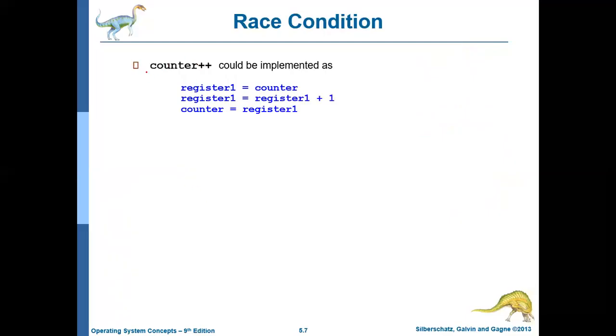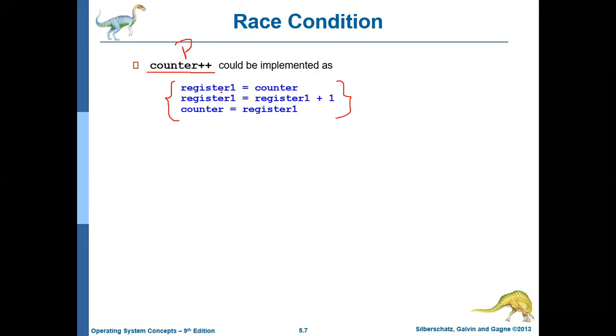Counter plus plus is a statement which is added in producer. This is similar to a C statement or a C plus plus statement. But internally, when it is executed by the processor, this won't be executed as one single statement. This single statement counter plus plus will be split into multiple statements. So probably this statement will be split something like this.